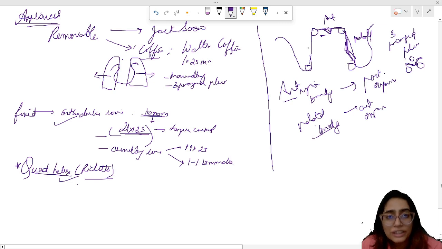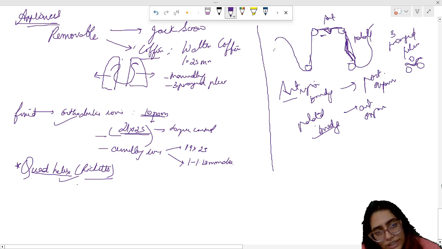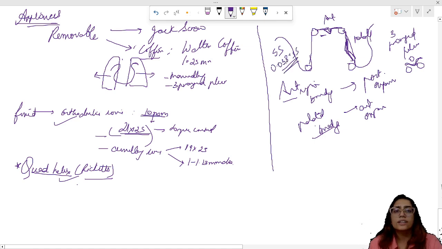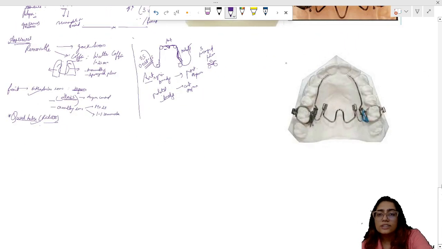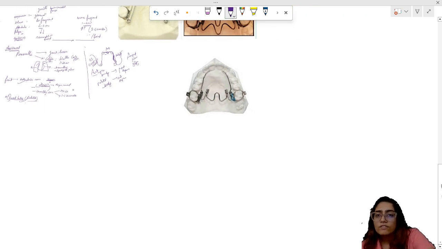So if we talk about the material with which the appliance is made, usually it is stainless steel, and it is 0.038 inch of stainless steel wire, which is used for quad helix. Now a better version of quad helix has now come in the market, which is the NiTi expander.